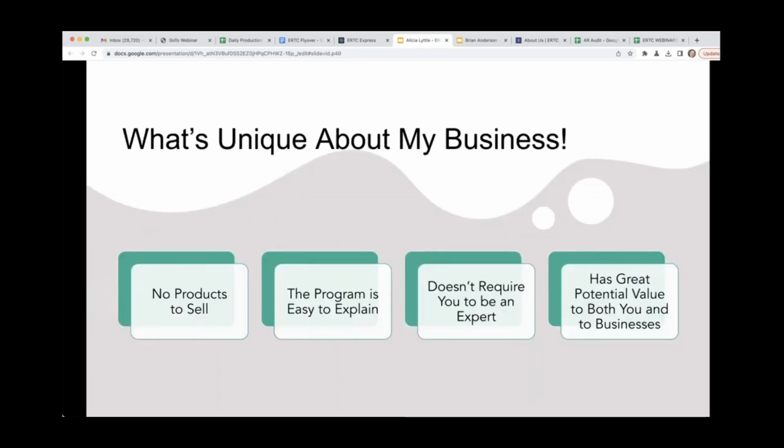So what's unique about what we're doing, and why Alicia and Lorette allowed me to come on today, is I'm not selling anything. What I'm doing, I'm going to call it a program to keep it simple, is easy to explain. One sentence, pretty easy. You don't have to be an expert at all.